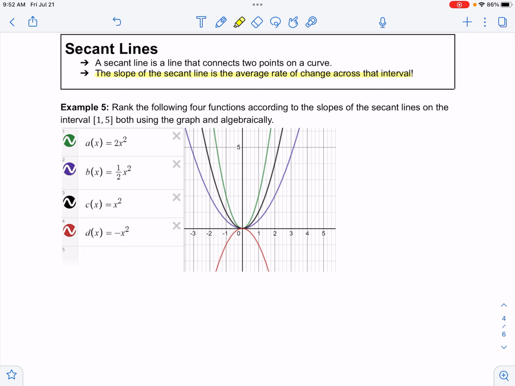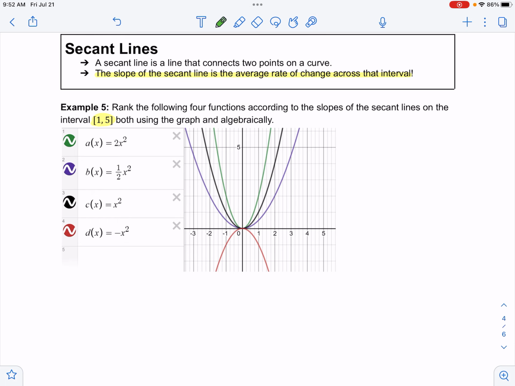Okay, so for example, we've got these functions here. Okay, 4 of them have been graphed. We're being asked to rank the following 4 functions according to the slopes of the secant lines on the interval between 1 and 5 using both the graph and algebraically. Okay. Note that we can't actually see 5. 5 is totally off the charts, so we're just going to have to look based on steepness.